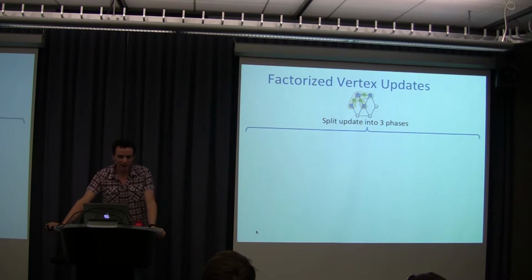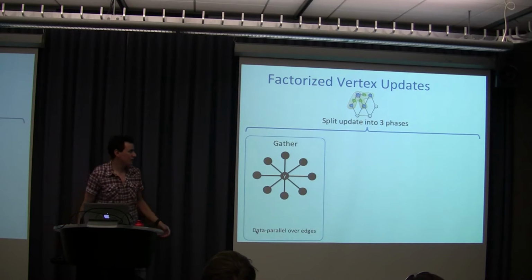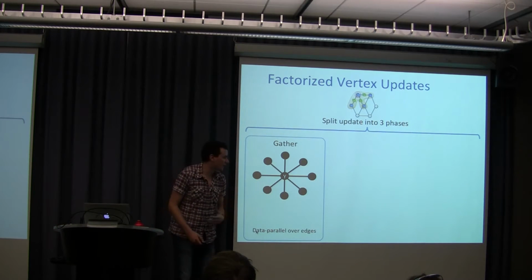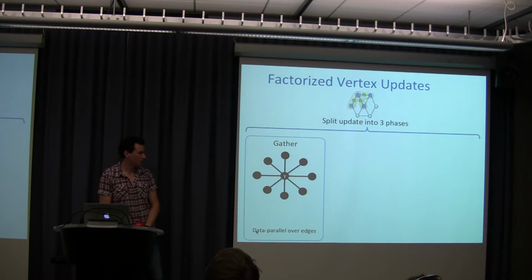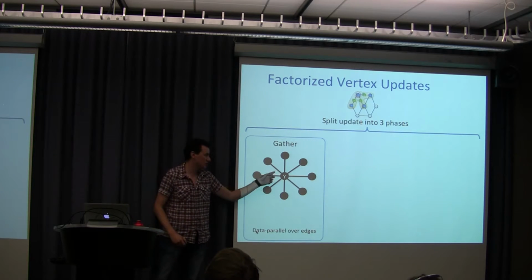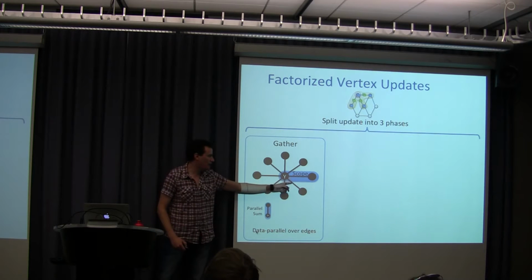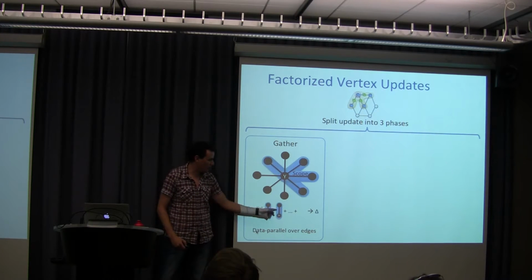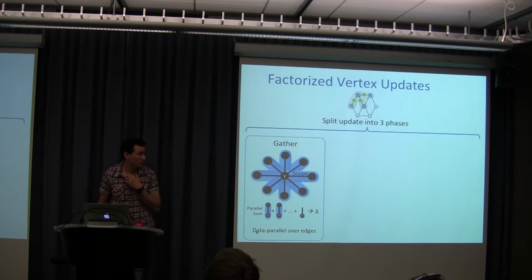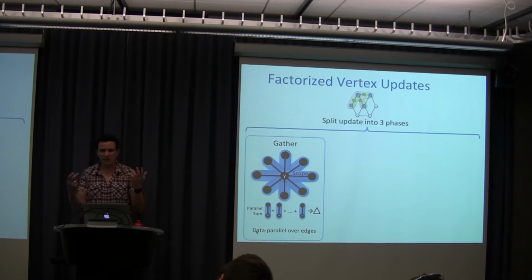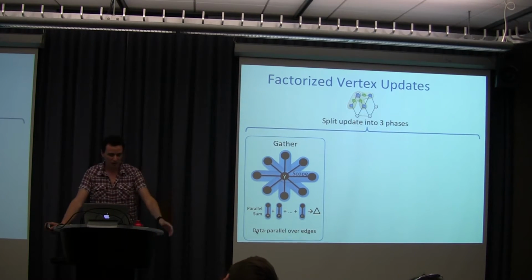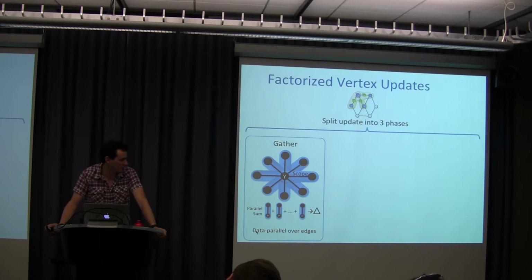What they do is split the process into 3 phases. The first phase is what we call the gather phase, where you have a commutative associative function among edges of the graph, and you just go edge by edge, and you just do in parallel a sum over the contributions of each edge. And this is a kind of a generalized sum, so it can be many things, and I'll give you a few examples of that.